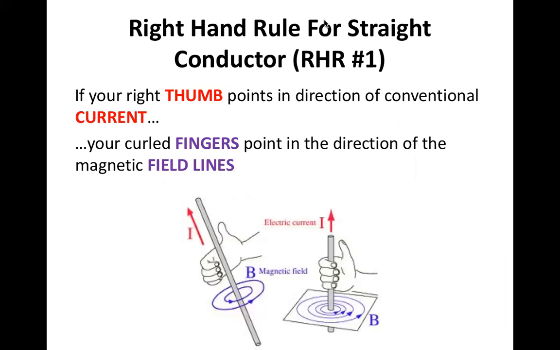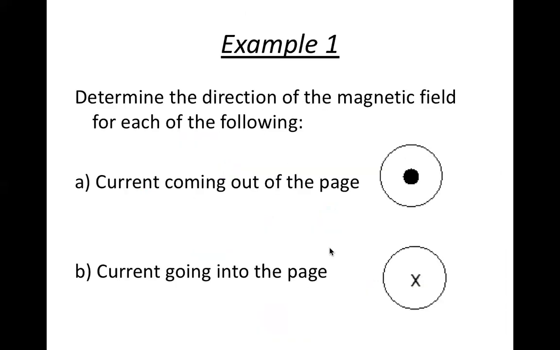So let's review them. Right-hand rule for a straight conductor: your thumb points in the direction of conventional current, and your curled fingers are in the direction of the magnetic field lines. So this is how it would look. Let's do an example. Determine the direction of the magnetic field for each of the following.